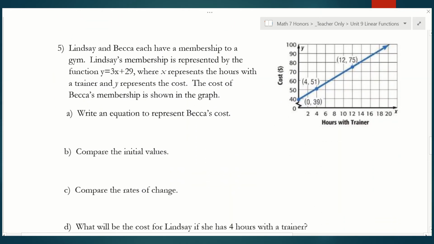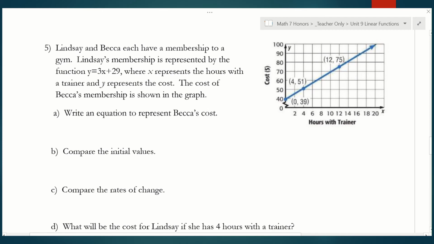Let's move on to number 5 here. Lindsay and Becca each have a membership to a gym. Lindsay's membership is represented by the function y equals 3x plus 29, where x represents the hours with a trainer and y represents the cost. The cost of Becca's membership is shown in the graph.